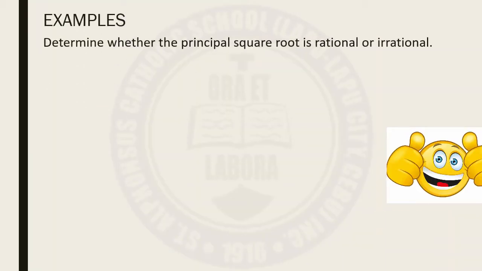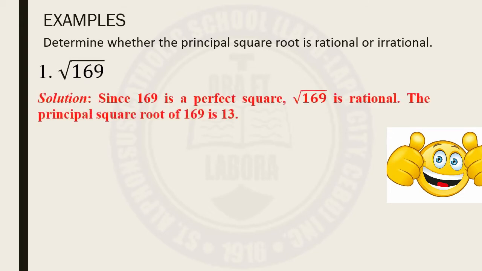Examples. Determine whether the principal square root is rational or irrational. Square root of 169. Since 169 is a perfect square, because when you factor 169, that is 13 times 13, the square root of 169 is rational. The principal square root of 169 is positive 13.